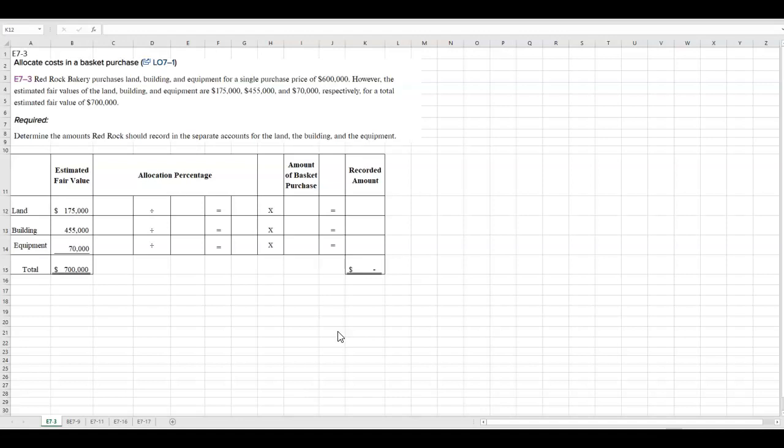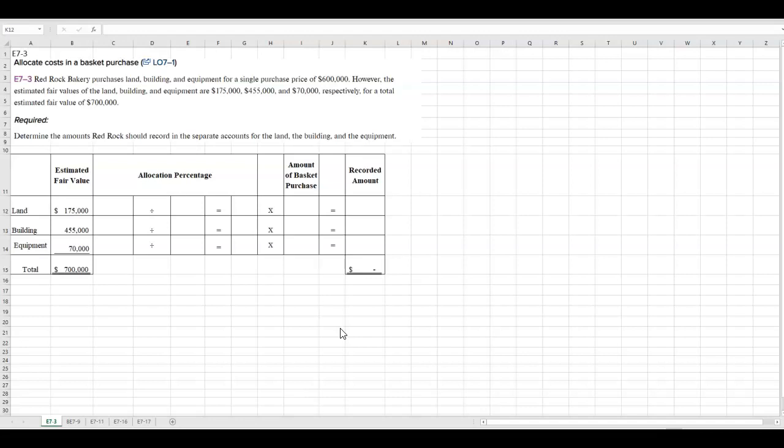So the first one is E7-3. And it talks about a company that purchases land, building, and equipment all together. We don't record them all together. We want to record them in their separate accounts, land, building, and equipment, for various reasons. But one of the reasons is we depreciate those things on different bases, different ways. We definitely do not depreciate land because land doesn't go away. It doesn't get used up. Well, one could argue that, but it doesn't go away.